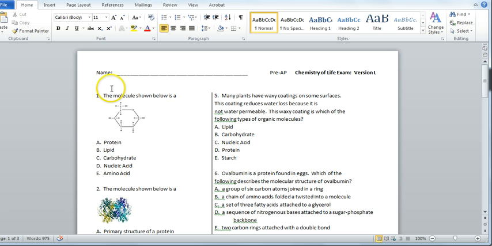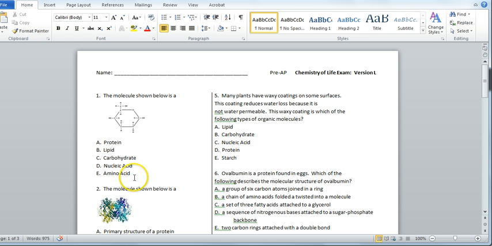So let's start with number 1 here. The molecule shown below is protein, lipid, carbohydrate, nucleic acid, or amino acid. So you should pause after every question to give yourself a chance to guess, and then I will give you the correct answer. All right, so pause. And that's the last time I'll say pause in that annoying way.